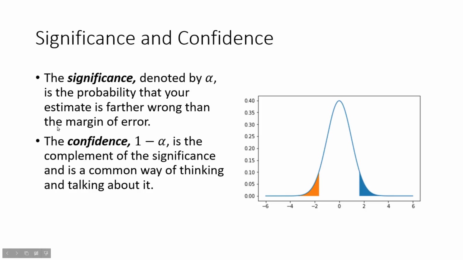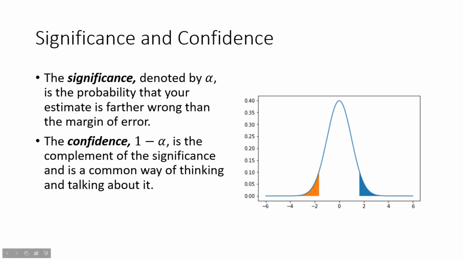Now we need to talk about significance and confidence. The significance, which we denote by the Greek letter alpha, is the probability that our estimate is farther wrong than our margin of error. So our alpha is the sum of the probability of the orange and the blue. The confidence is another way to talk about the same thing. It's a more positive way to talk about the same thing. It's 1 minus alpha, the complement of the significance.